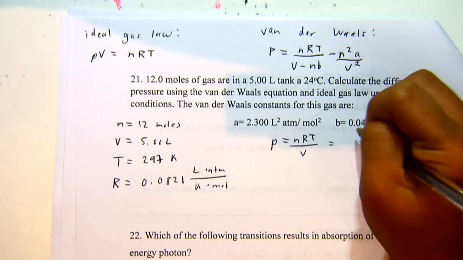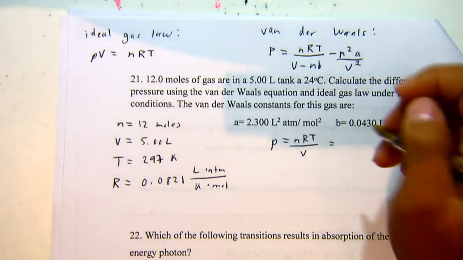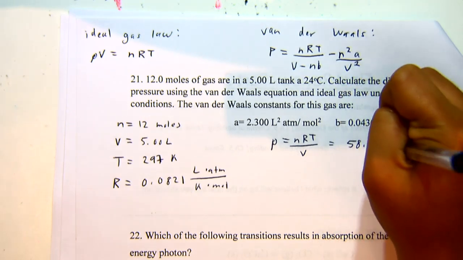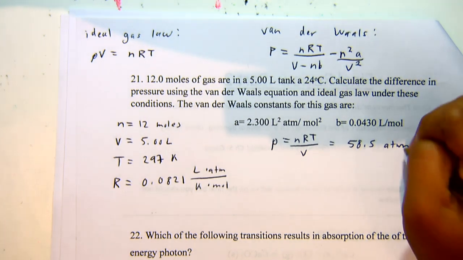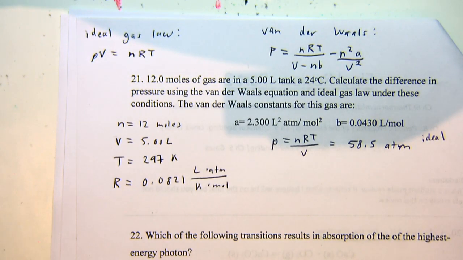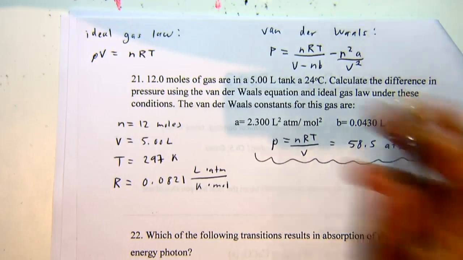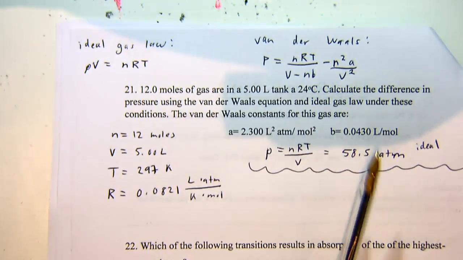When you insert all of the numbers into there, you should end up with 58.5 atm. Did anyone that did the equation already get that? Okay, well, this is going to be for our ideal. Now you're going to do the same thing, but with the van der Waals equation, over here. So now with the van der Waals equation, you're going to insert, which is what I wrote up there.